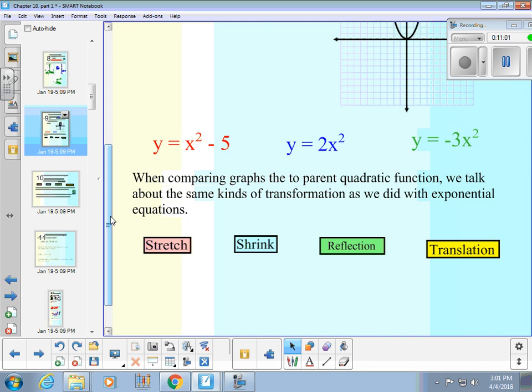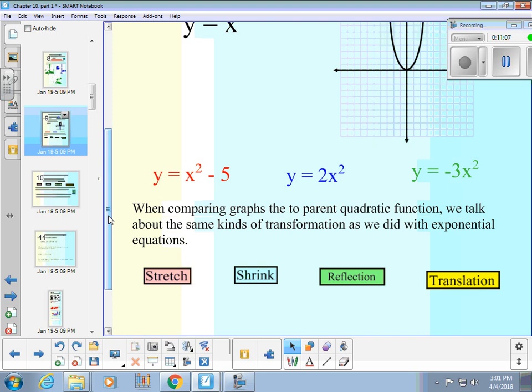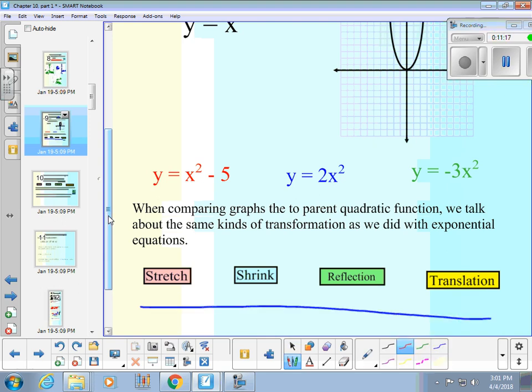Oh, it's going to be translated up or down. So when you're looking at, let's say, these three equations right here, when you're graphing ones today, what I'd like you to try to do first before you start graphing is telling which types of transformations you are going to see for this graph. So for example, the red one I've got up there, y equals x squared minus 5.